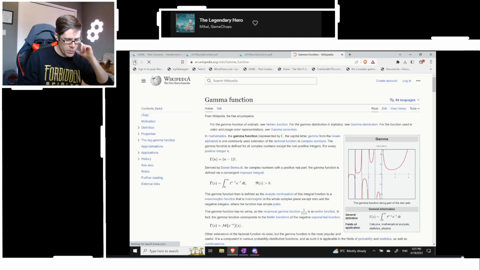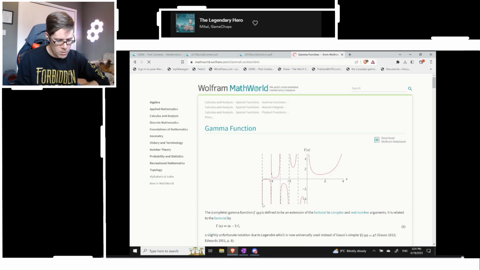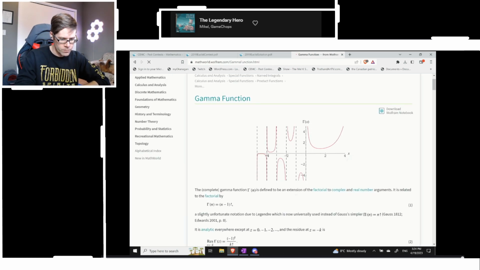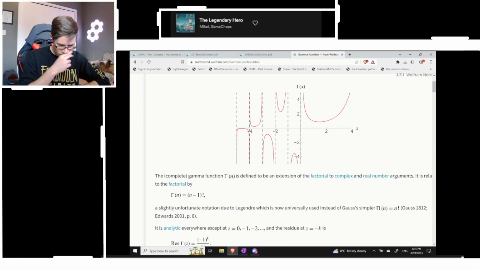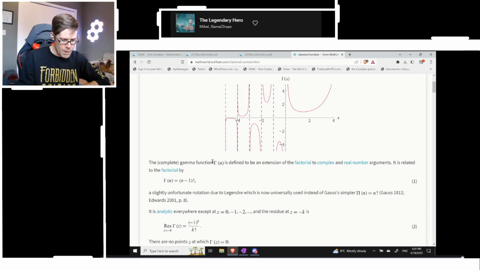But actually, let's not look at Wikipedia. Wikipedia is stupid. Let's look at Wolfram. I mean, equally as stupid, but at least they're very mathy. So yes, the gamma function is an extension of the factorial to complex and real number arguments. So gamma of n is equal to n minus 1 factorial.